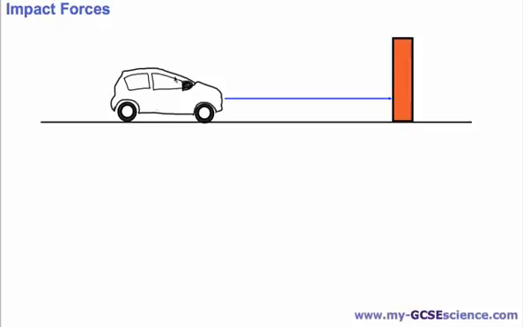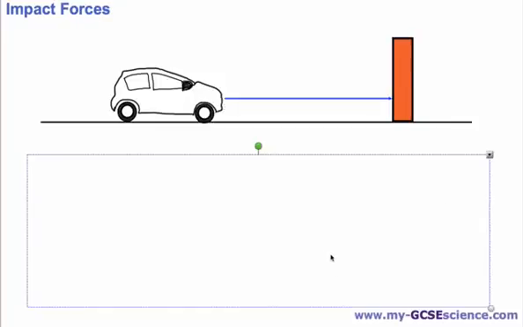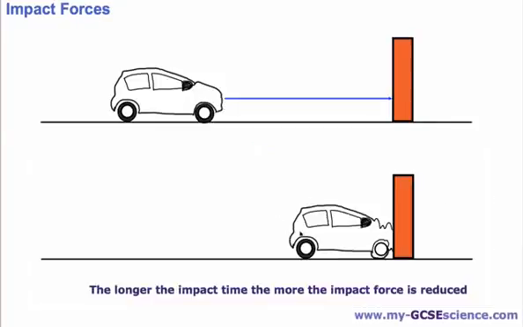Now imagine we've got a car that's being tested by a vehicle company, so it's driven by remote control with maybe a crash test dummy inside, but it's driven into a wall, and when it drives into the wall you can imagine something like this happens. The car has smashed into the wall and it's got a rather damaged front end, but the way that front end is damaged is designed to reduce the impact force as much as possible. And the key idea here is that the longer the impact time, the more the impact force is reduced.